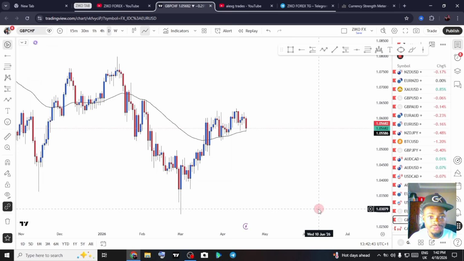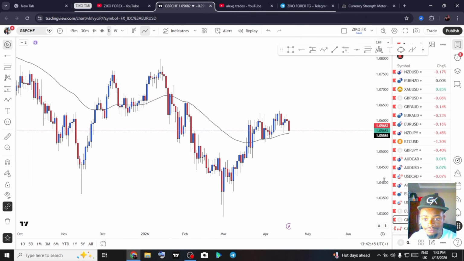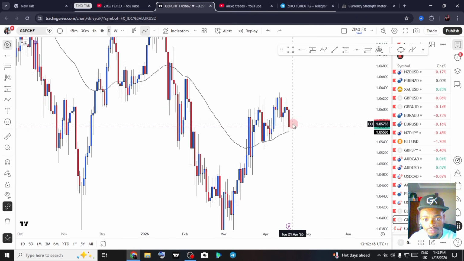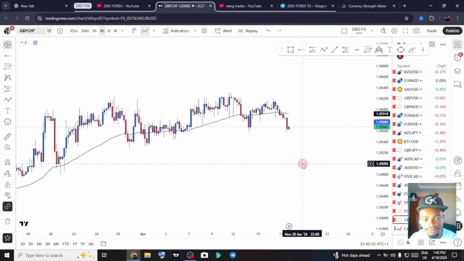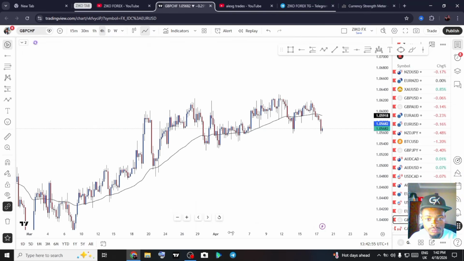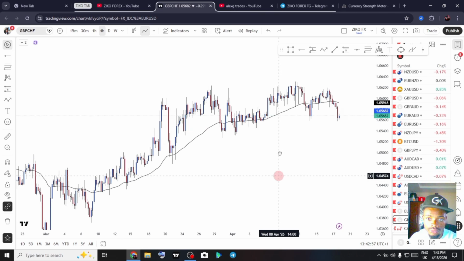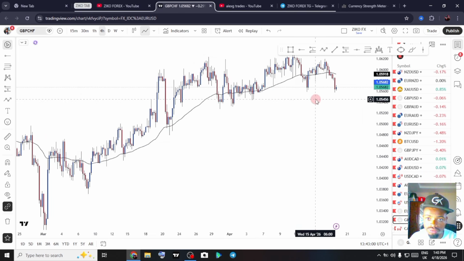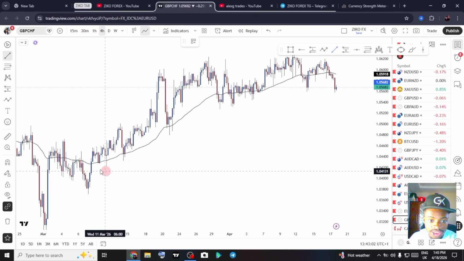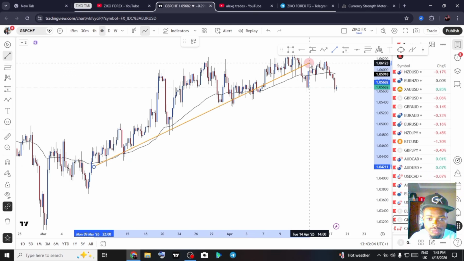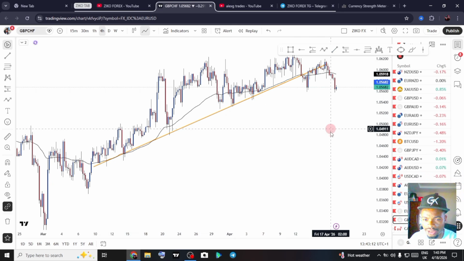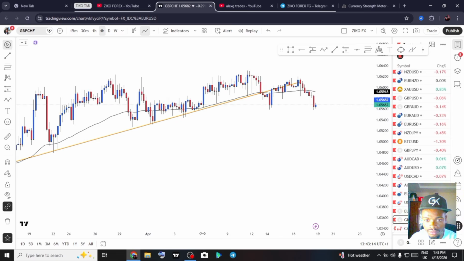So GBP daily time frame, not so clean. 4 hour time frame, okay. So GBP 4 hour time frame looks like it was very strongly bearish at this point right here, and it's kind of shifting bearish right now. Right, let's look for an area of interest first.